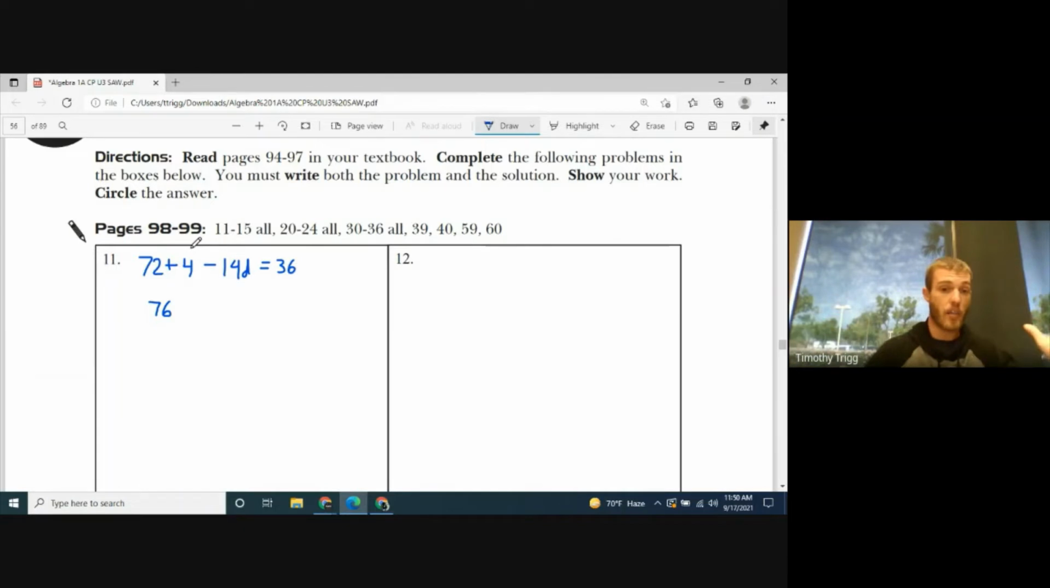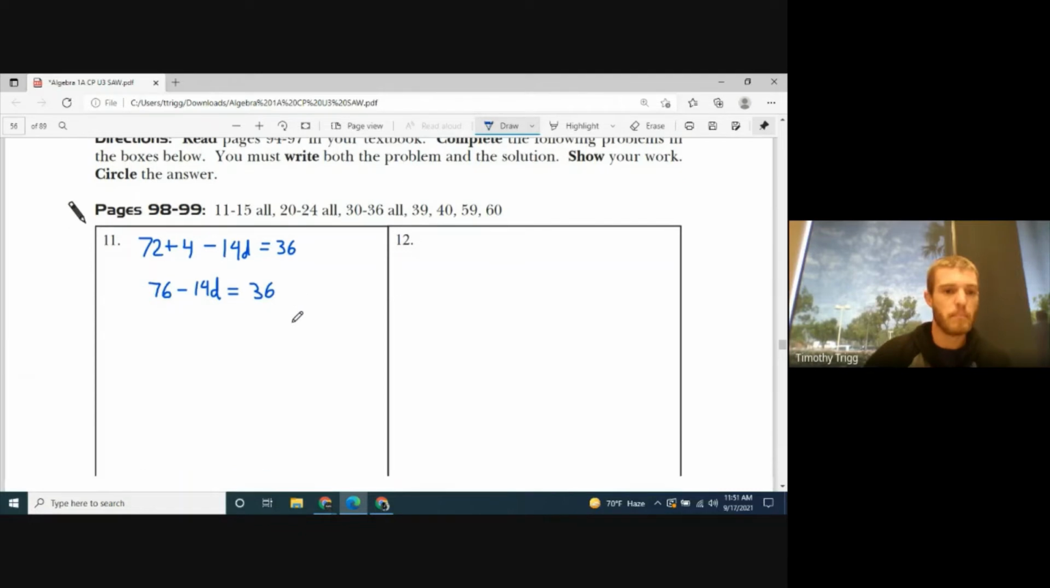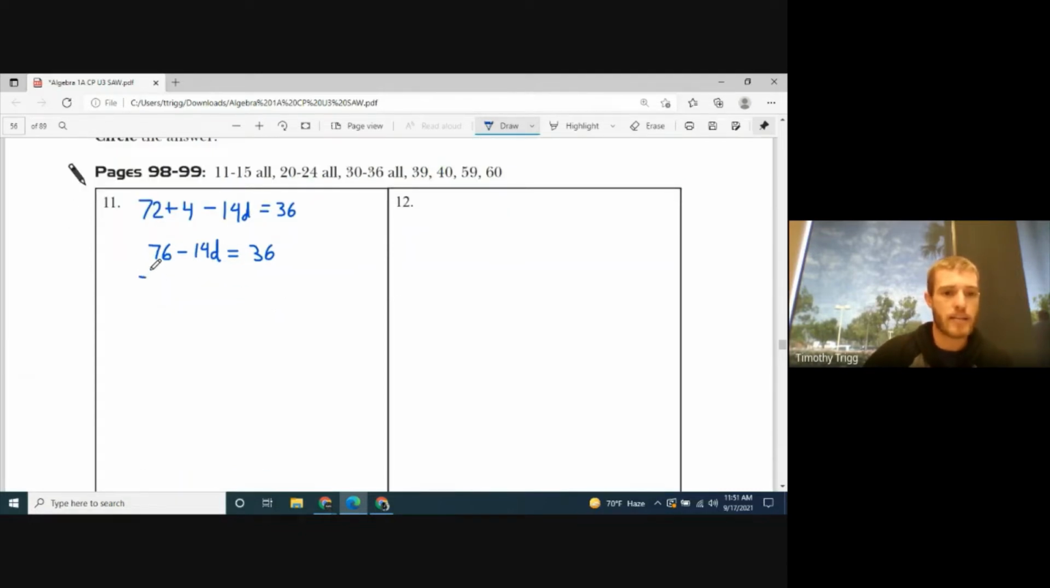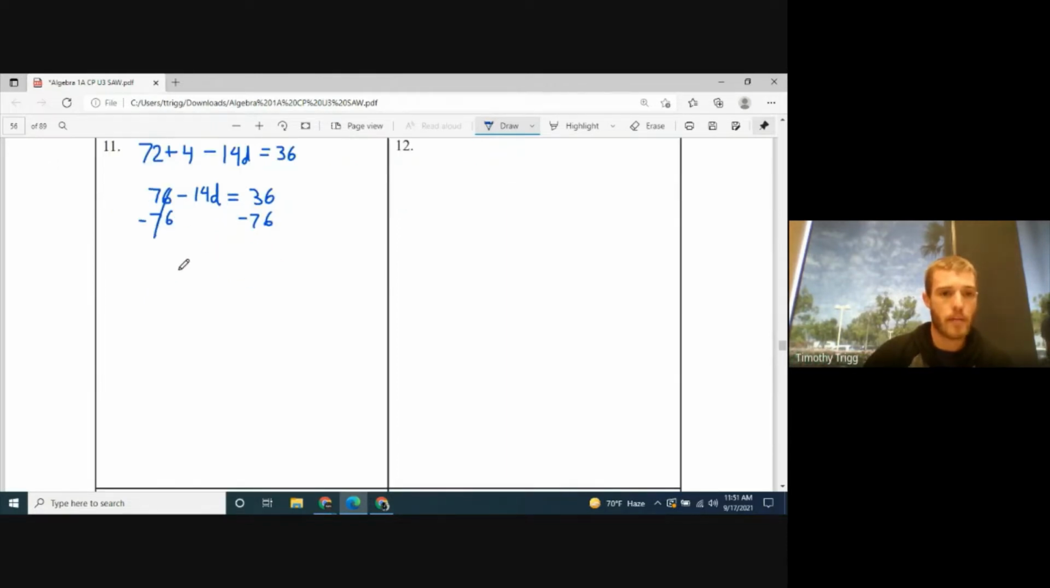I want to see on this side of the equation, is there anything I can combine? Yes. Okay. But I wouldn't combine it with the 36 yet. We still have a minus 14d equals 36. So now we would subtract 76 from both sides of the equation. Okay, that would give us negative 14d equals, and then on this side, this would be negative 40.